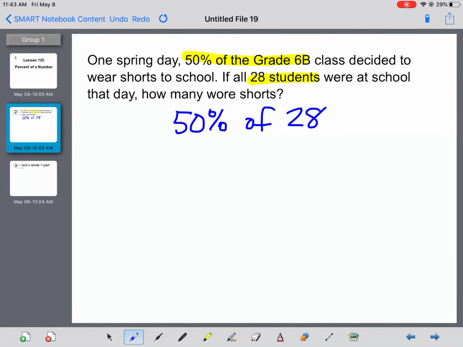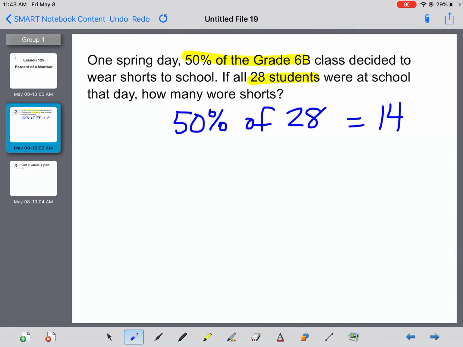If you think about 50%, 100% is like a whole. 50% is half of 100%. So really what we're trying to find is, what is half of 28? And you should be able to do that with mental math. Our answer is going to be 14.